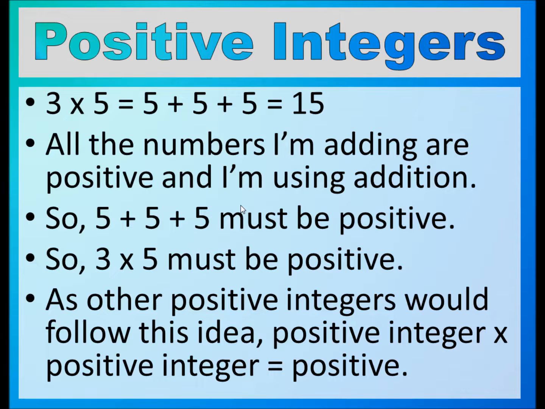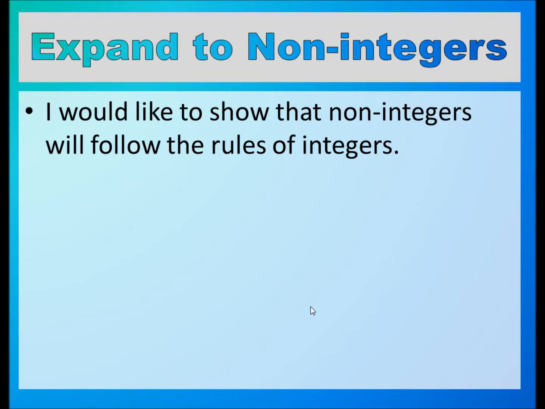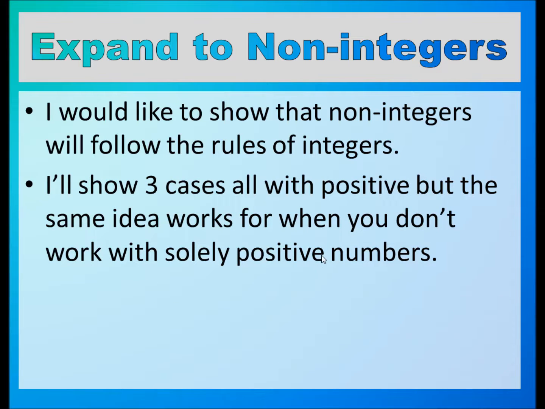Other positive integers would follow the same pattern, the same idea: positive integer times positive integer is equal to positive. And in fact, positive integer times positive integer equals positive integer, to be more specific. I would like to show that non-integers will follow the rules of integers. For example, I would like to show that positive times positive is equal to positive whether I'm multiplying two integers together, or a non-integer and an integer together, or two non-integers together. I'll show three cases, all of positive, but the same idea works when you don't work with solely positive numbers.